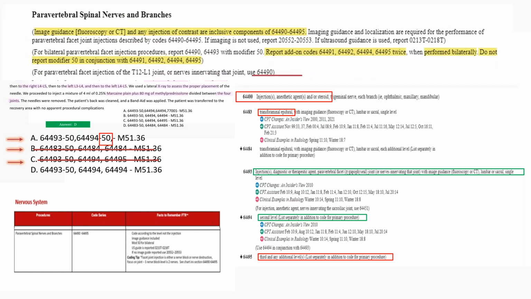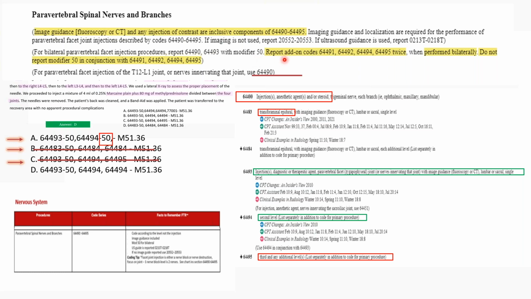Why? Because of these specific guidelines. If we go into the paravertebral spinal nerves and branch page in the CPT book, you can see these guidelines. Image guidance, that is CT or fluoroscopy, and any injection of contrast are inclusive components of the code series 64490 to 64495. So you don't code them separately. And then you can see a guideline over here, which is very important for solving our scenario for the bilateral paravertebral facet joint injection procedure. Report 64490, 64493, which is the parent code. So 64493 is our parent code with a modifier 50. Yes, a bilateral injection was given, so we give the 50 modifier for the parent code.